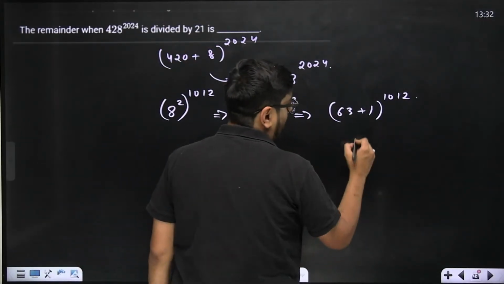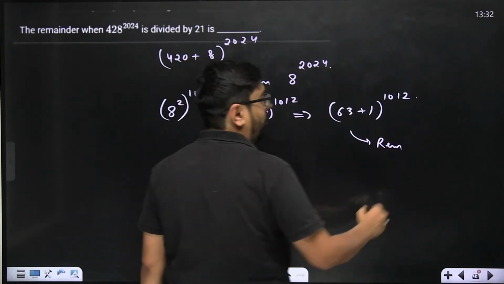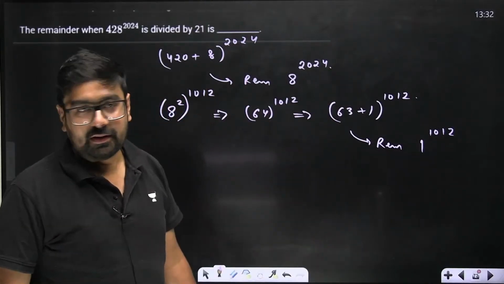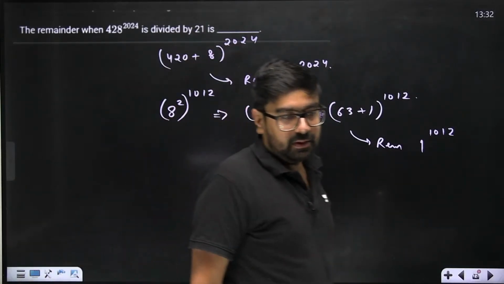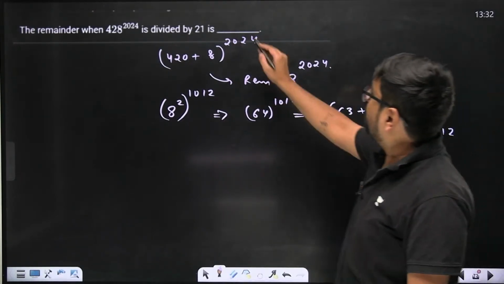So from here, what will be our remainder? 1 to the power of 1012 will be our remainder. That means 1 only. So simply solved. Right. Only the last term will be your remainder. Last term will be your remainder. So the answer of this will be just 1.